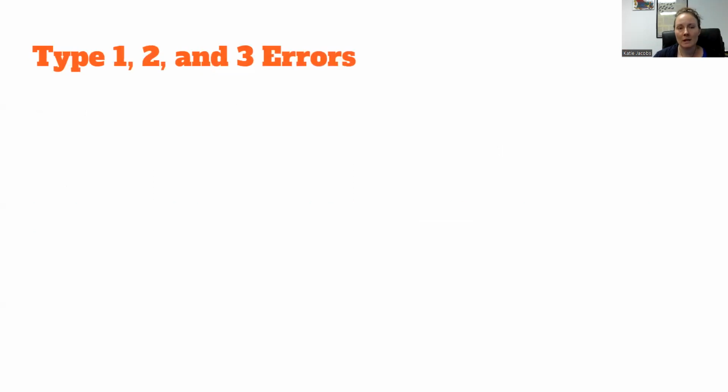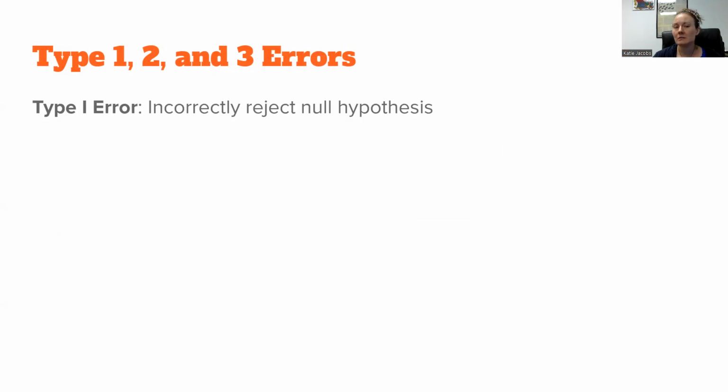And we also have type 1, type 2, and type 3 errors. A type 1 error is when we incorrectly reject our null hypothesis. And this can happen for several different reasons. A lot of times they call this an alpha error, because what that means is that your alpha level is too high.